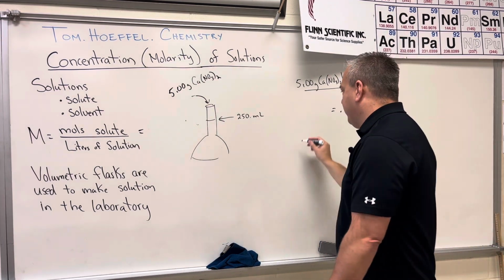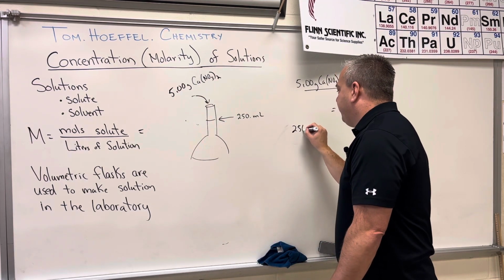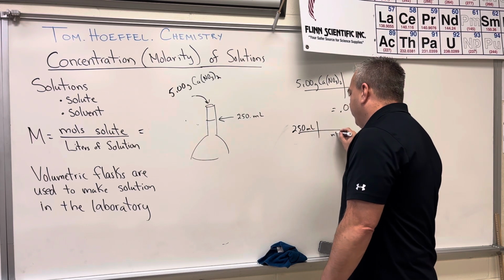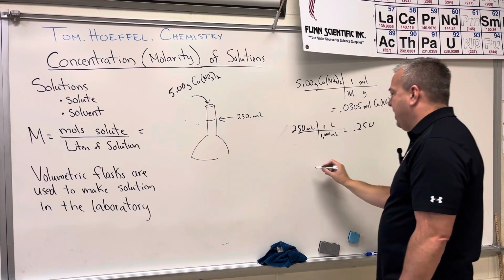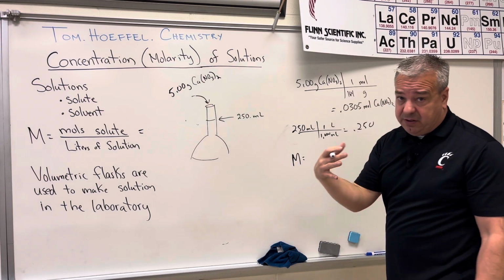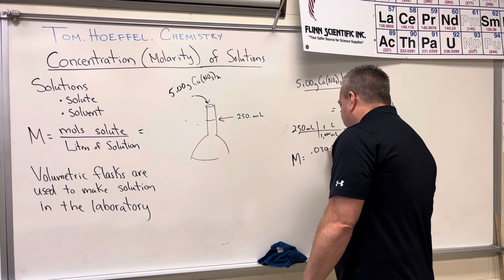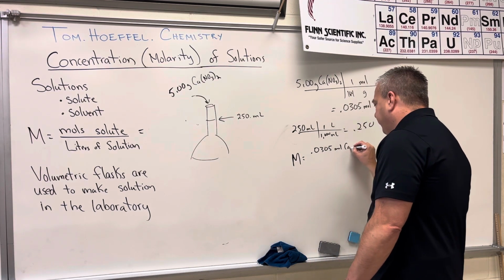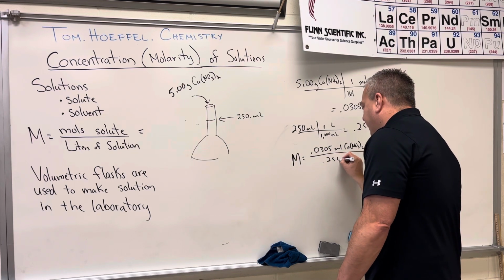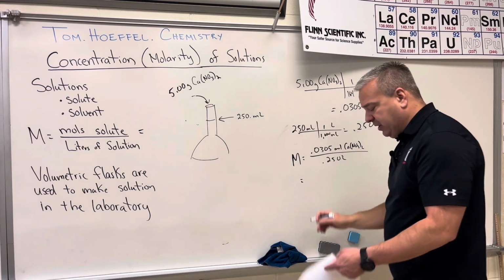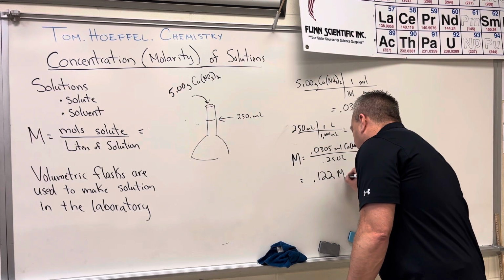Of course, we're going to do the same thing with the milliliters. 250 milliliters converted over to liters is going to be 0.250. Okay, and then when we calculate the molarity of the compound in the solution, 0.0305 moles of calcium nitrate all over 0.250 liters of solution tells me that the molarity would be 0.122 molar solution of calcium nitrate.